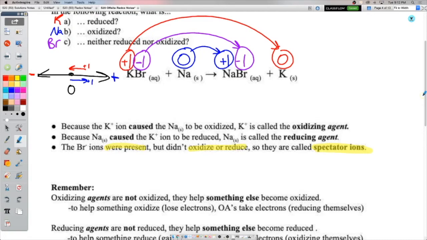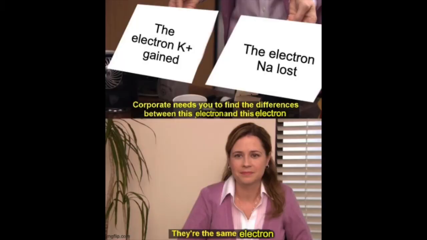Okay, so because the K plus ion, so that's this guy here, right? It caused the sodium to be oxidized. Why did it cause the sodium to be oxidized? Remember, there's no free electrons, right? That came from the sodium. Remember, we said, okay, potassium must have gained 1 electron. Where'd that electron come from? What do you think? Notice sodium lost 1 electron. That's not a coincidence. That electron that sodium lost is the electron that potassium gained. It's the same electron.